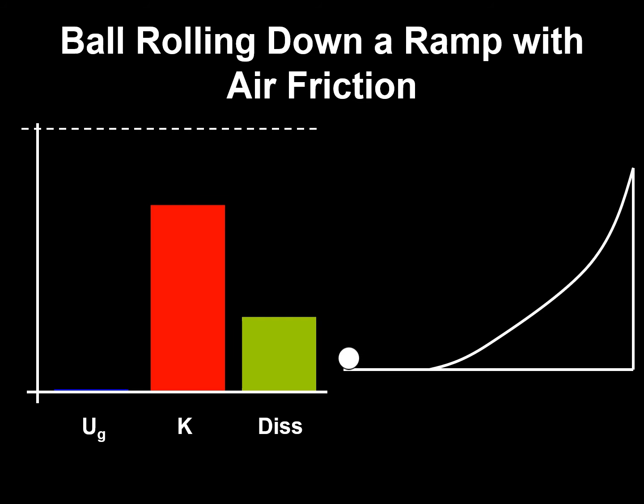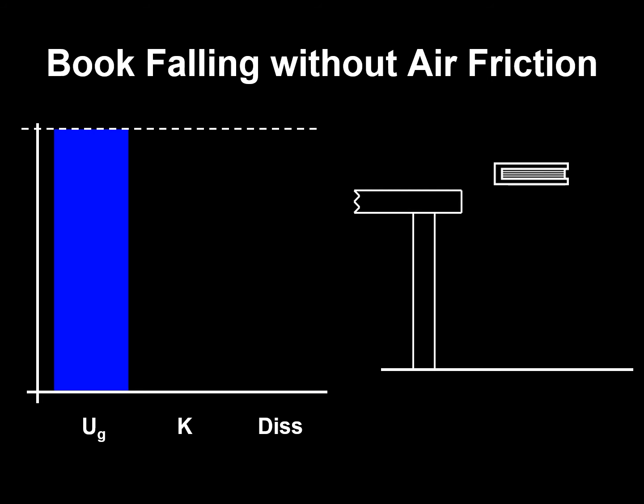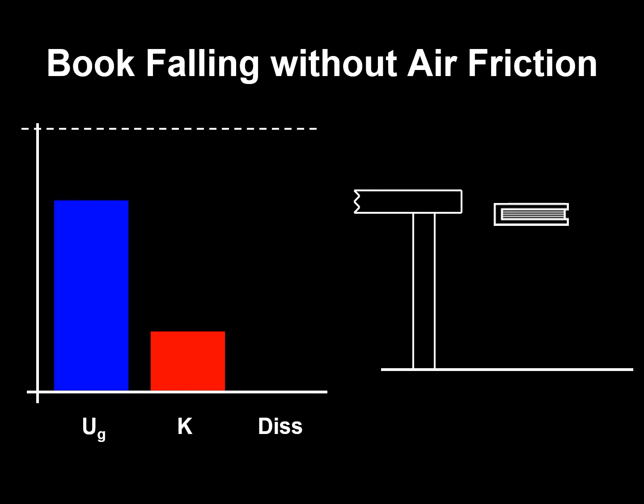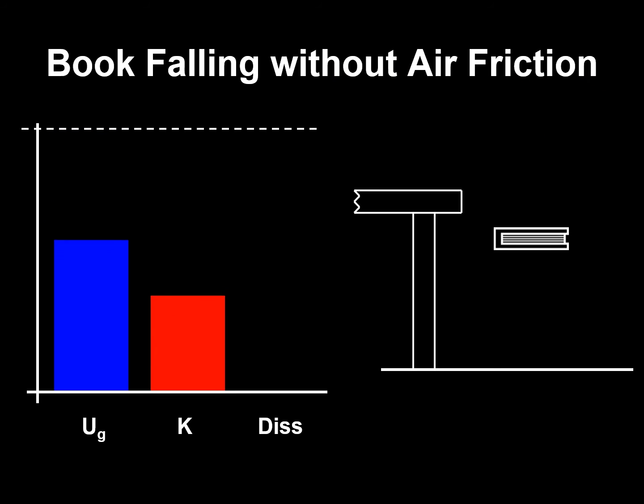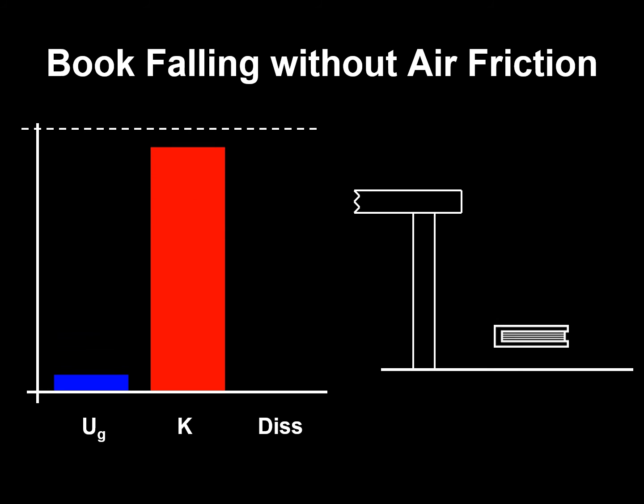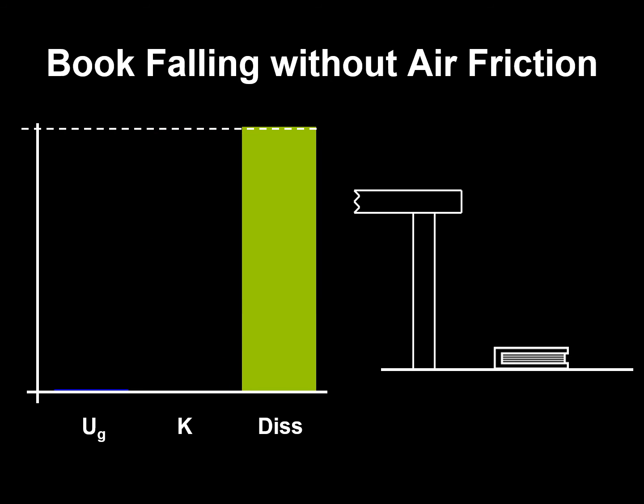So you can see in the process, we're going to transfer energy from one type to another, but the total amount is going to stay the same in the process, just from one type to another. In this one, we have a book that's falling. We don't have air friction, so as it falls, the gravitational potential energy converts over to kinetic. And then we get down to the bottom where all the gravitational potential energy is going to be kinetic, but once it hits the ground, it stops. So all of that energy is now going over to dissipated.